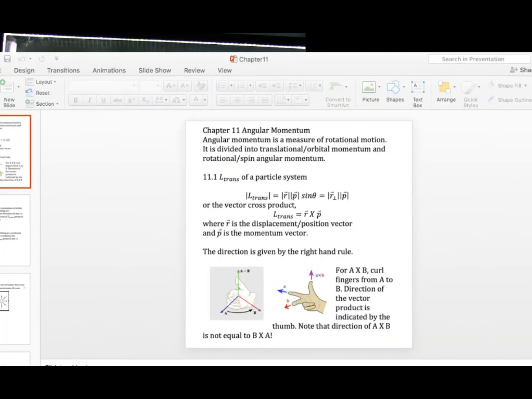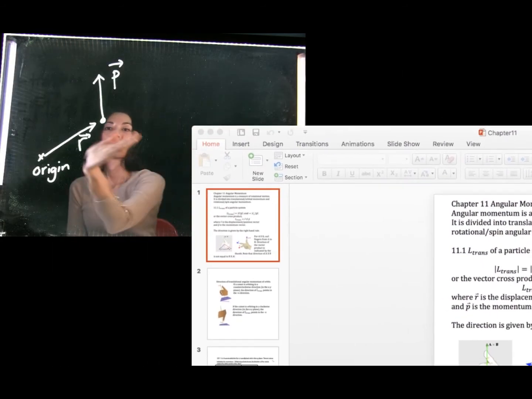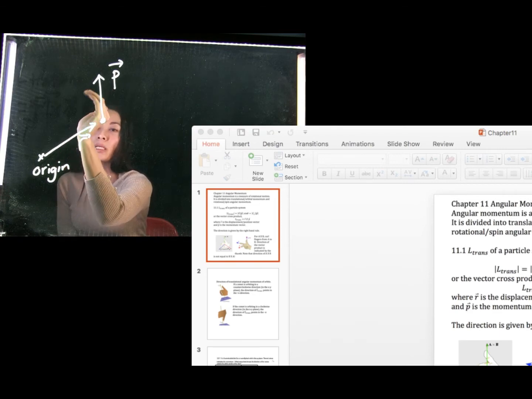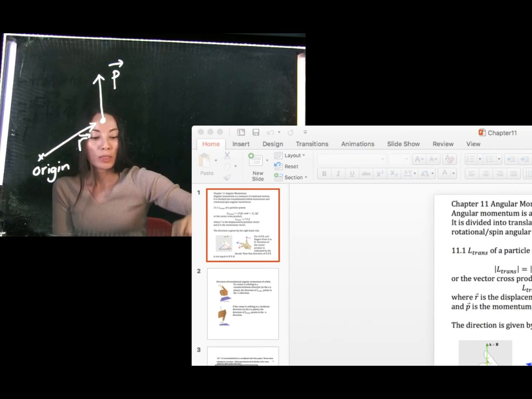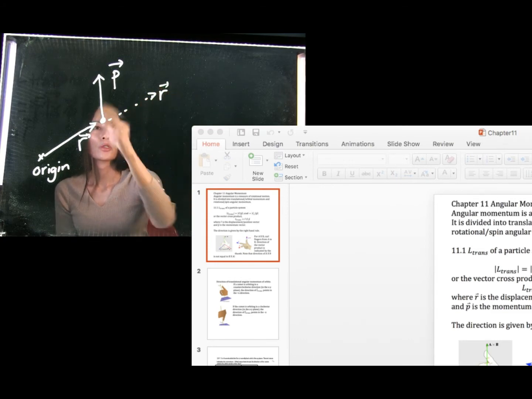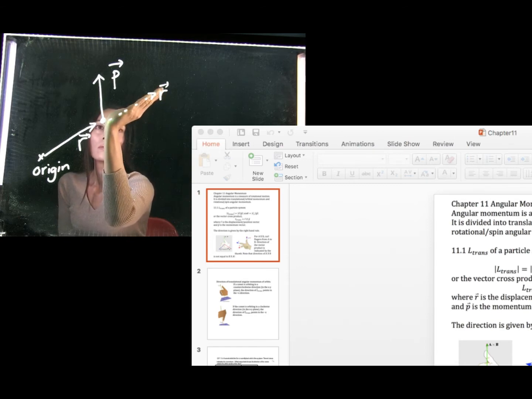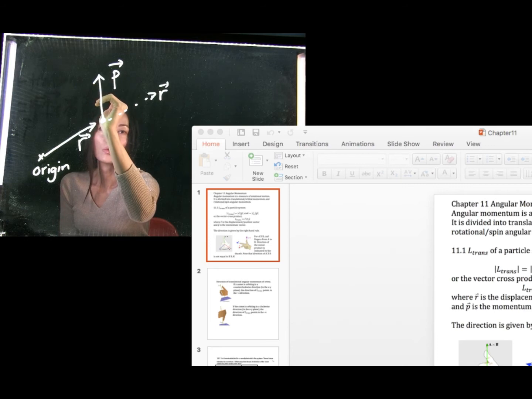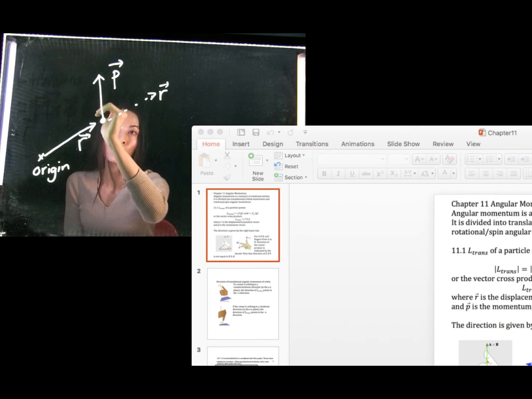So how do we find the direction of this translational angular momentum? There are two ways to do that. There are two different types of right-hand rule. In the first way, we curl our fingers from r to p, so we extend r, and curl our fingers from r to p, then the translational angular momentum direction is towards me.